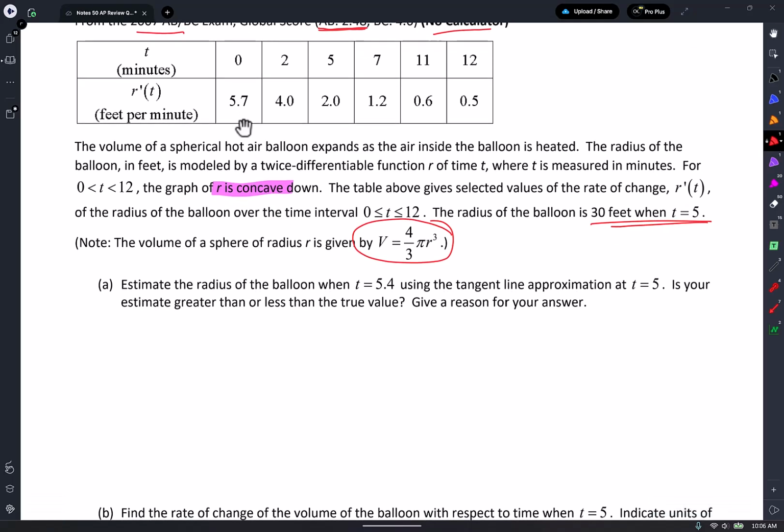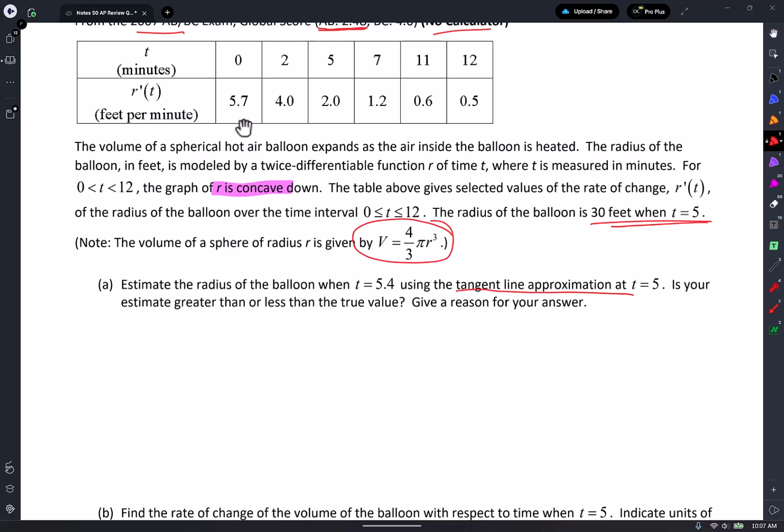Okay. Estimate the radius of the balloon when t equals 5.4 using a tangent line approximation at t equals 5. Underline tangent line approximation. Use your estimate. Is your estimate greater than or less than the true value? Give a reason for your answer. Well, I don't know. I guess we'll find out first.